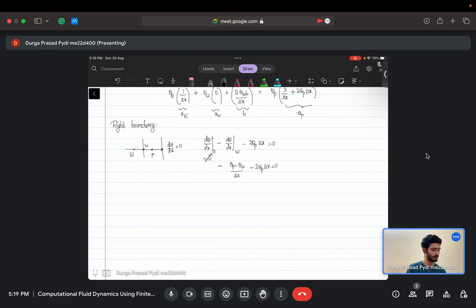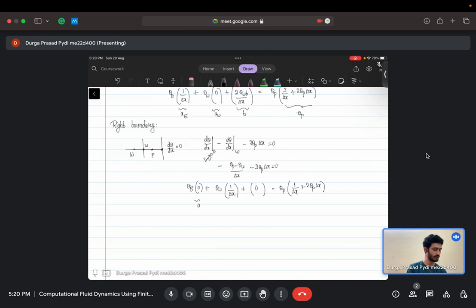Now if we again write the equation, there are no coefficients for the east term, and for the west term we have 1 over delta x. Now we don't have a b term over here, and if you collect the coefficients of theta p, we have 1 over delta x coming from the west flux and 2 theta p times delta x coming from the source term.